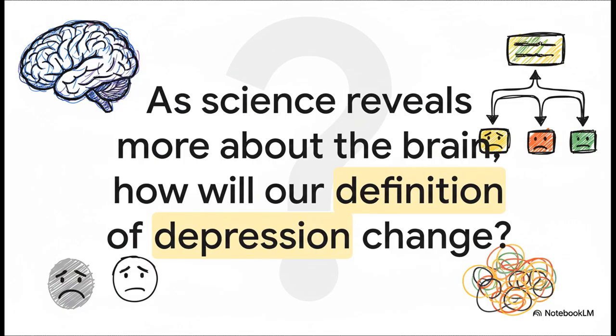And we'll end with a thought for the future. Our understanding of these conditions is constantly evolving. I mean, the DSM itself has been revised multiple times over the years. So as neuroscience and genetics give us an even more detailed picture of the brain, you have to wonder, how might these definitions we've just talked about today shift and become even more refined in the years to come?